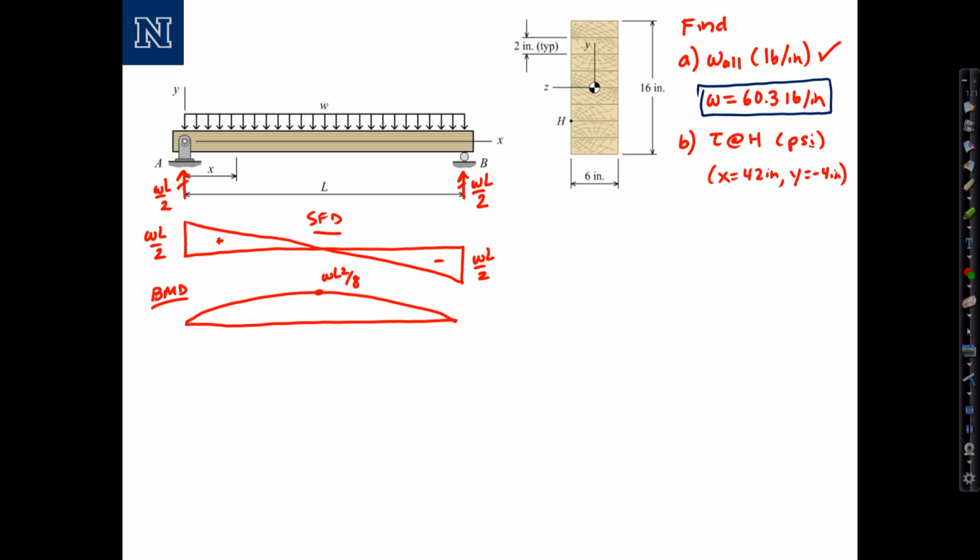The next part of the problem, we're asked to compute the shear stress at a specific point in the beam. X equals 42 inches from the end, that would be right here at this location, and Y equals negative 4 inches, that would be 4 inches below the neutral axis. We'll use the formula tau equals VQ over IT.